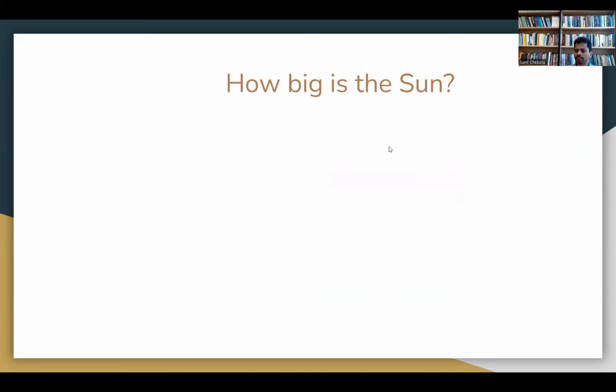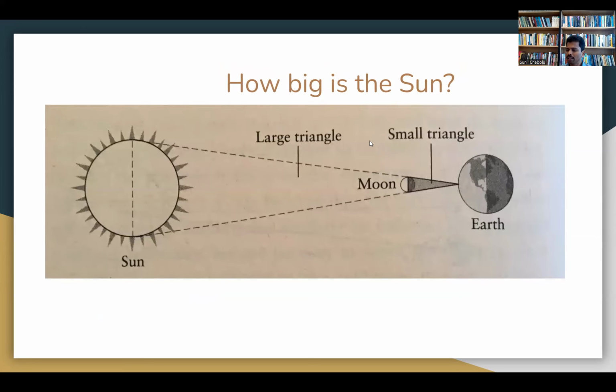Next, how big is the sun? This time, we need a solar eclipse.